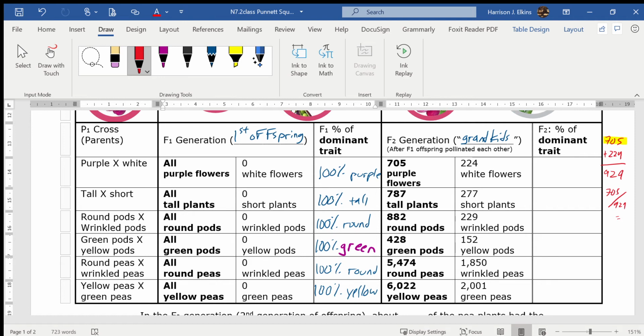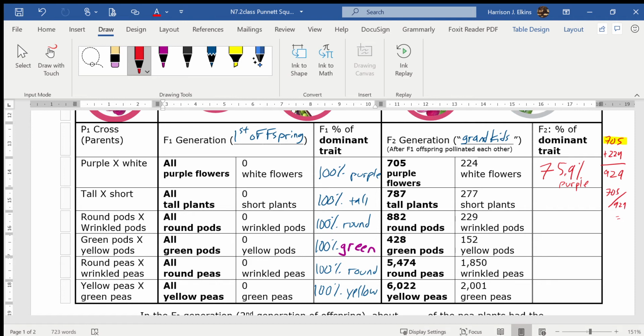What do I get? Well, the answer I'm going to round. So I got approximately 75.9% purple. Okay, so about 76% of the grandkids were purple, and then 24% were white.